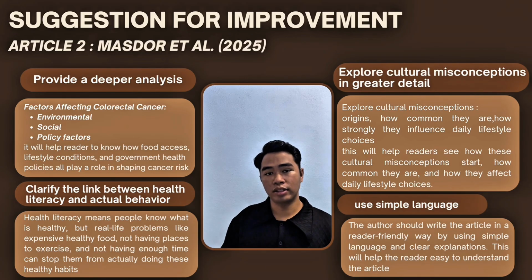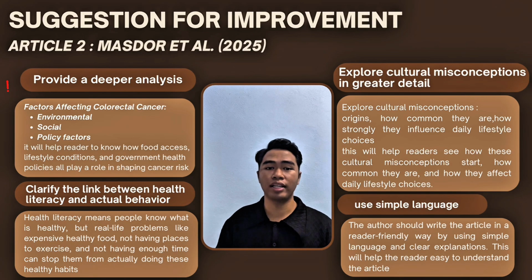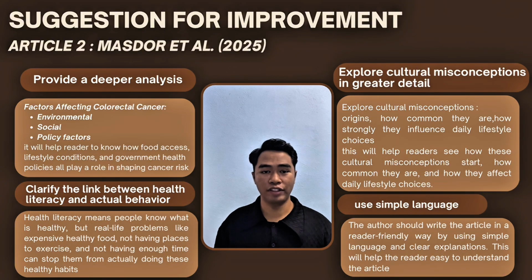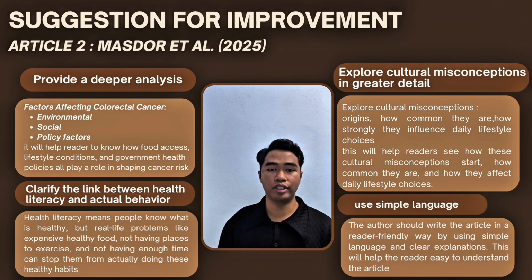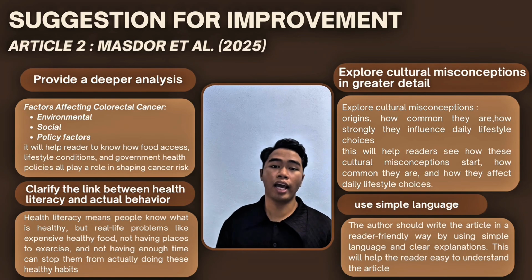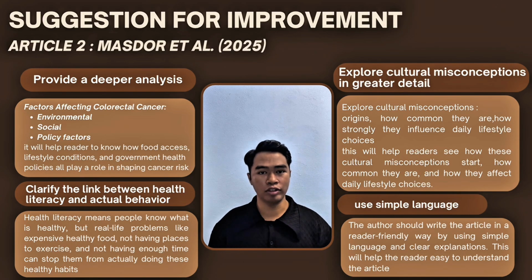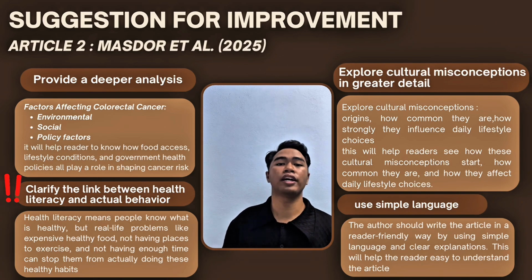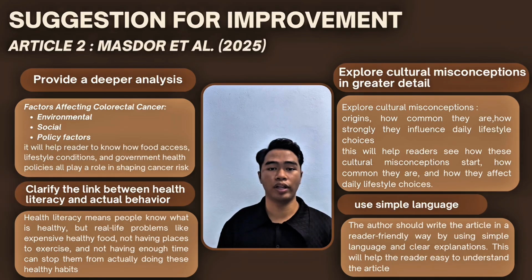2025, the author needs to provide a deeper analysis of factors affecting colorectal cancer, such as environmental, social, and policy factors. It will help readers know how food access, lifestyle conditions, and government health policy play a role in shaping cancer risk. Second, the author needs to clarify the link between health literacy and actual behavior.